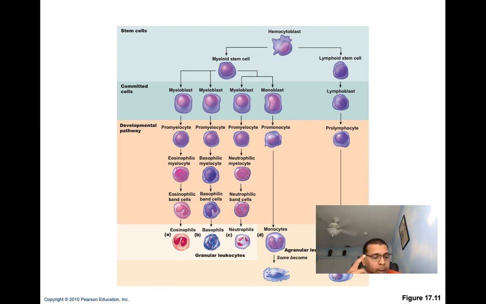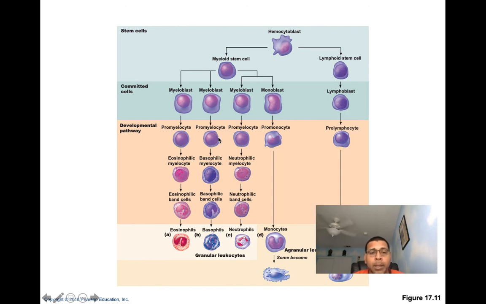Next, here we can see leukocytes. Leukocytes come from hemocytoblasts. These hemocytoblasts give rise to myeloid stem cells and lymphoid stem cells. Then these lymphoid and myeloid stem cells will give rise to their respective cells. The myeloid stem cells give rise to these committed cells, the myeloblasts and monoblasts. Each of these myeloblasts and monoblasts give rise to promyelocytes and promonocytes. Then each of them will give rise to their respective cells.